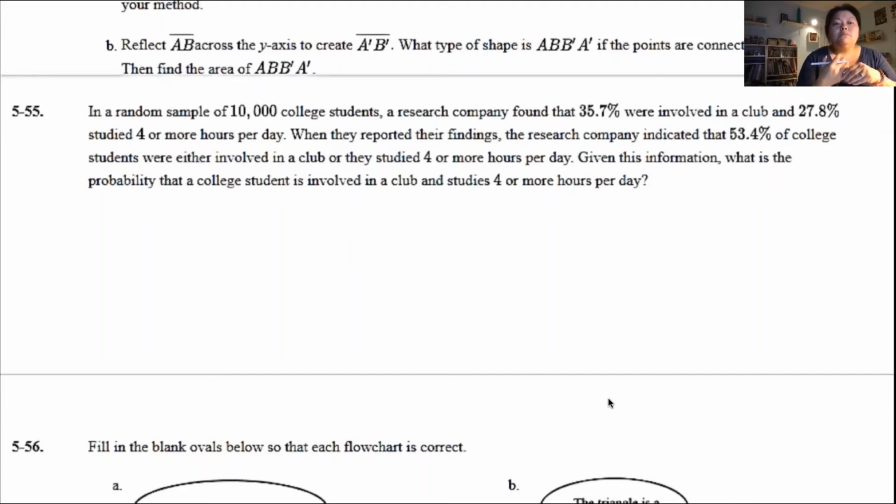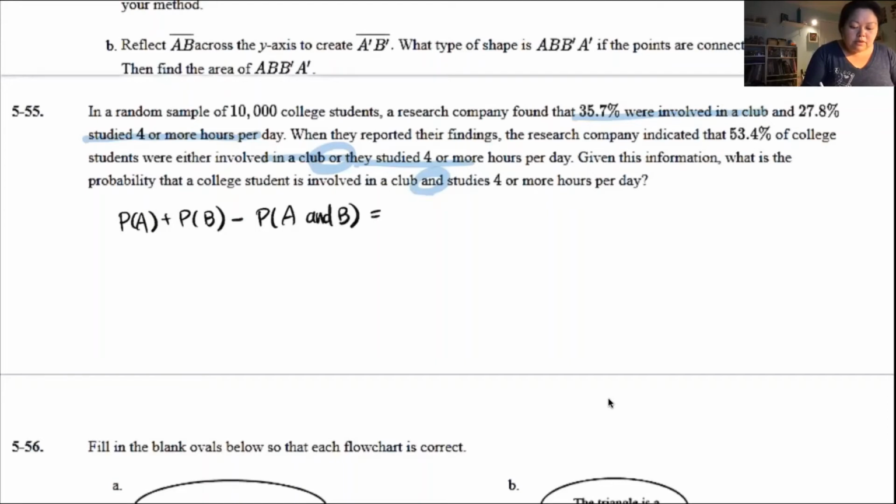So given this information, what is the probability that a college student is involved in a club and studies 4 or more hours per day? So the way to look at this is to see that this is event A, involved in a club, and event B, studies 4 or more hours, okay? And this next one is in a club or, keyword or, study 4 or more hours. And what we're looking for is and, right? So remember, there was that really awesome formula when we were working on this before: the probability of the first event plus the probability of the second event minus the probability of the combined event equals the probability of the or event. Okay?